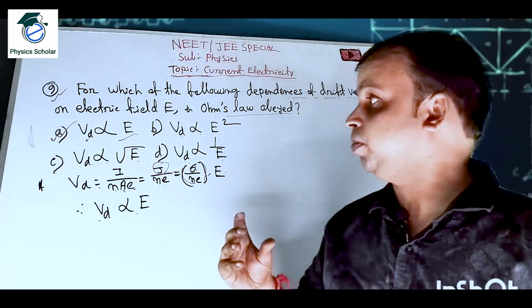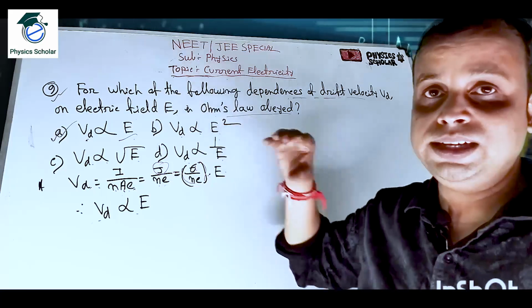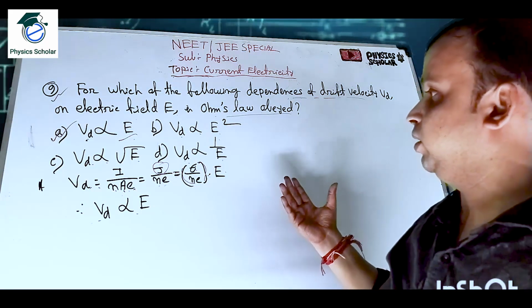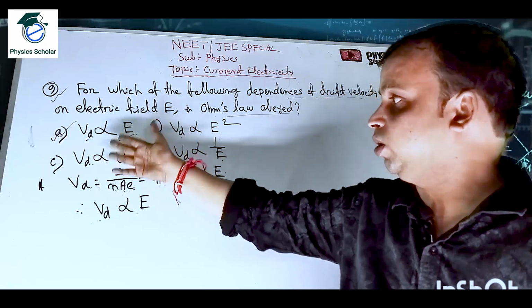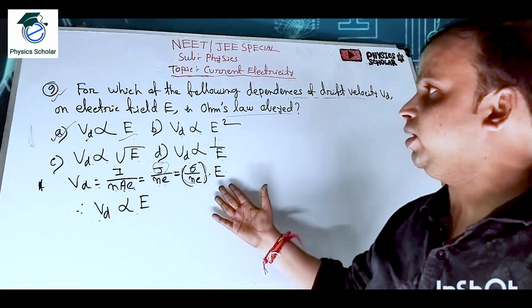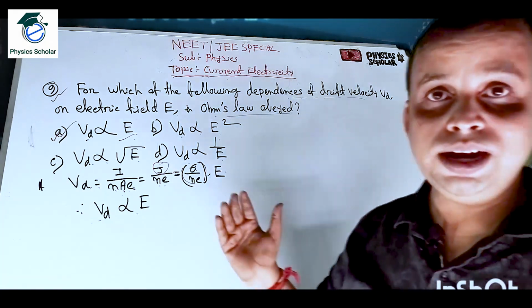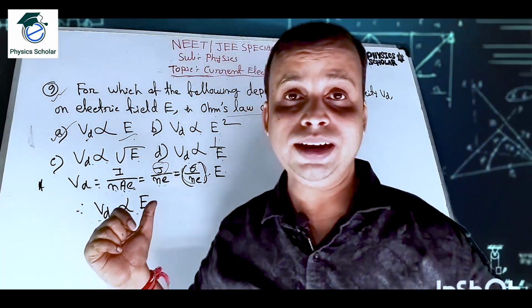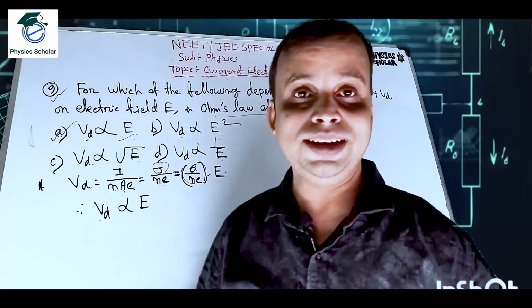If the drift velocity of a charged particle is Vd and E is the electric field, it will obey Ohm's law for this condition. Out of these 4, option A will be correct: Vd will be proportional to E. So this option will be correct for this question. Students, hope you have understood this. Clear? Now let us move to problem number 10.